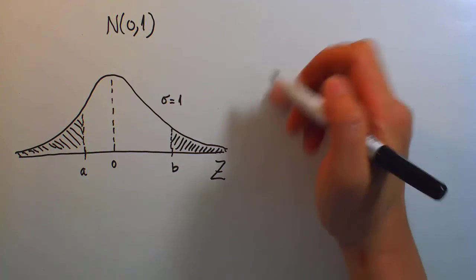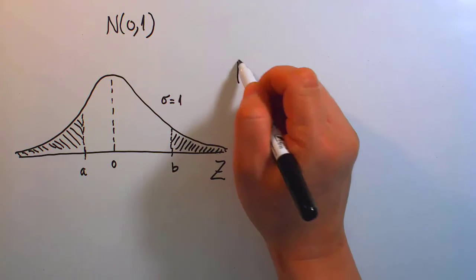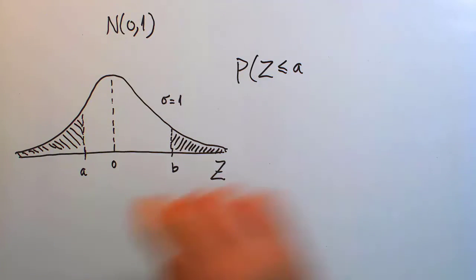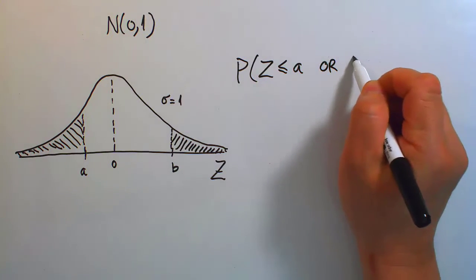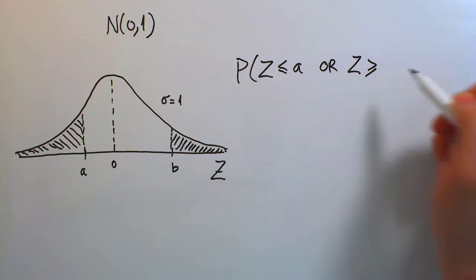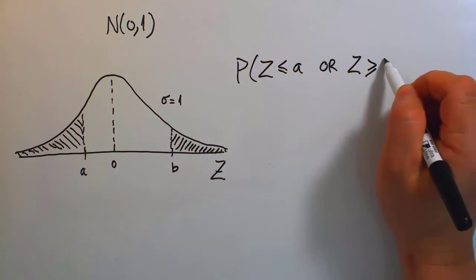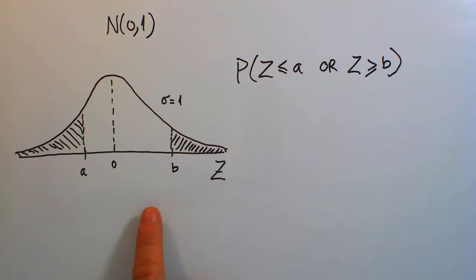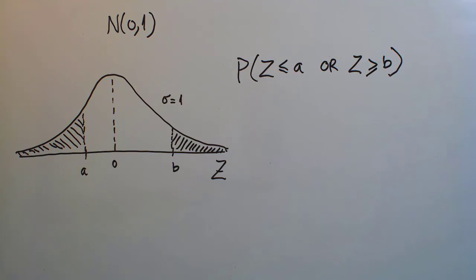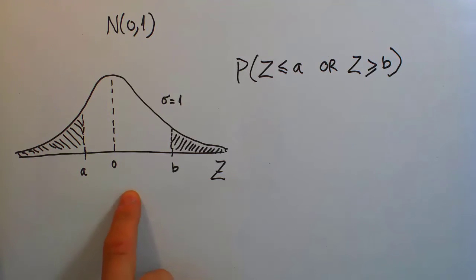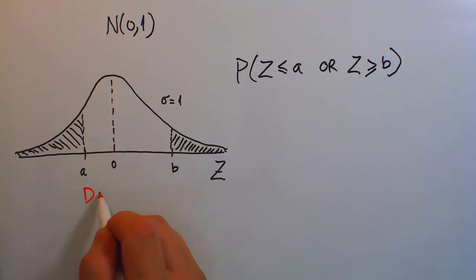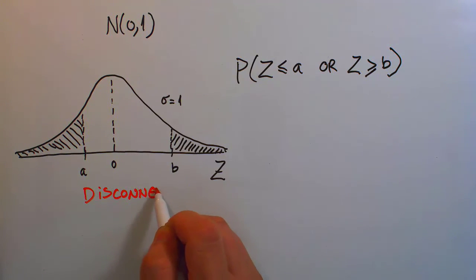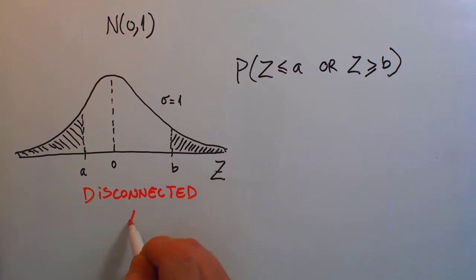And so, symbolically, the question is stated as: find a probability where z is less than or equal to a, the low end, or on the other hand, we also include those cases where the z-score is greater than or equal to b. So that's the symbolic description of the question itself. And it's actually pretty much my own term for this kind of problem, but here we refer to that as having disconnected areas.